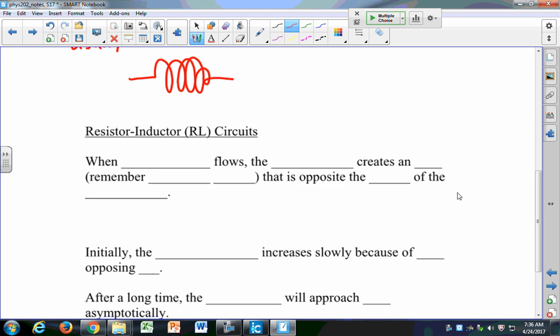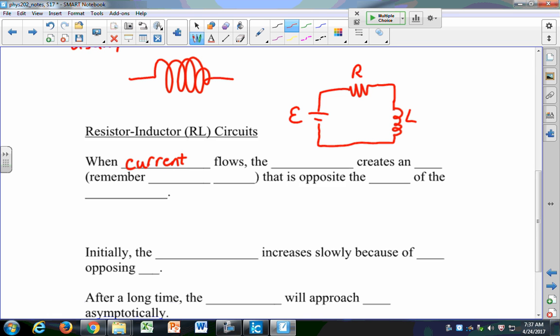When current flows, oh, and by the way, the RL circuit will look like this. It'll have a battery, it'll have a resistor, that's my R, and then it'll have an inductor. So that's why it's called an RL circuit, because it has a resistor and an inductor, and then it also has a battery that has an EMF.